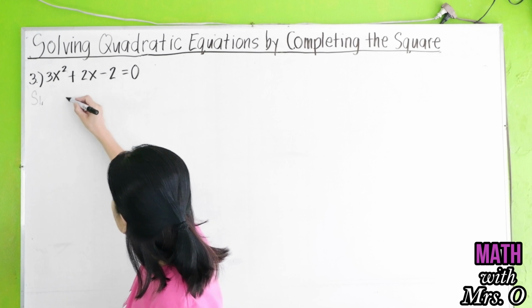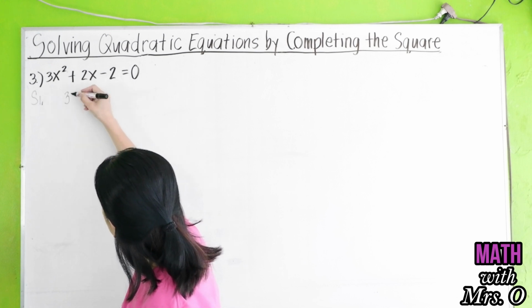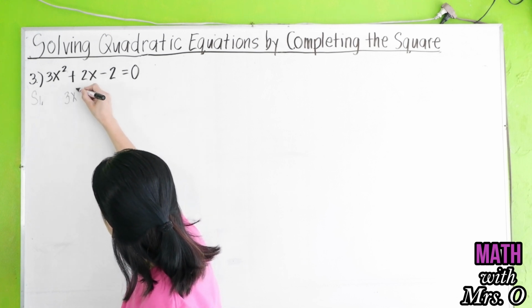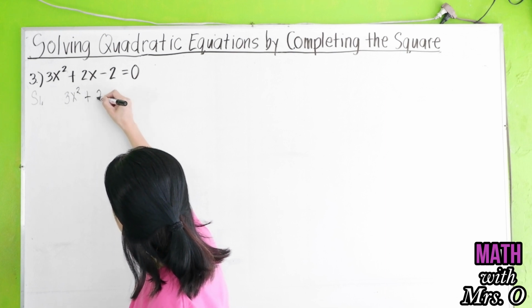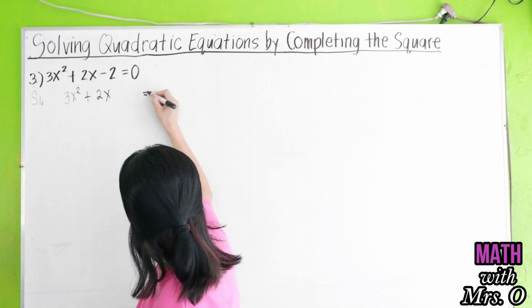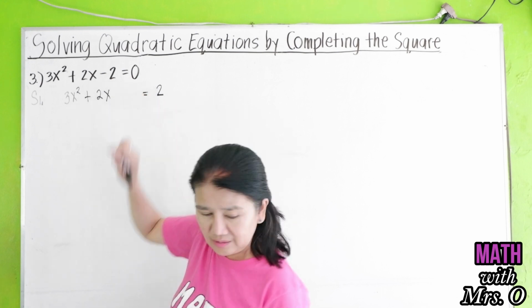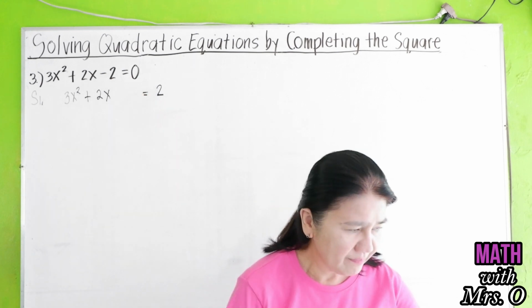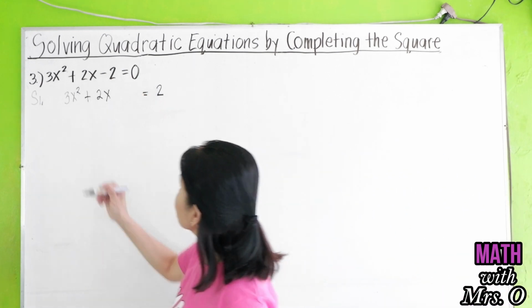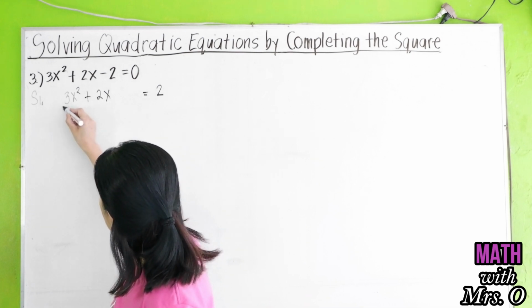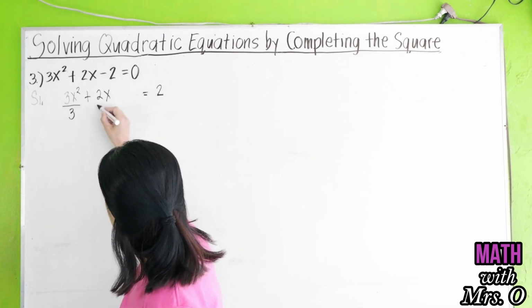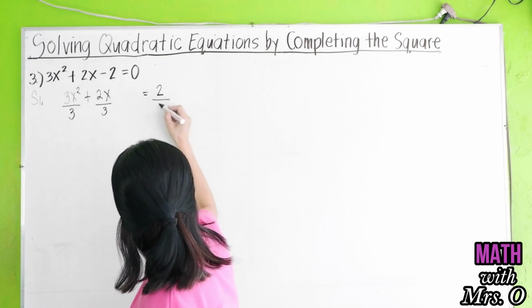Transpose the constant to the other side. So you have here 3x squared plus 2x equals 2. Transpose 2 to the other side. And then, divide everything by the coefficient of the quadratic term, which is 3.